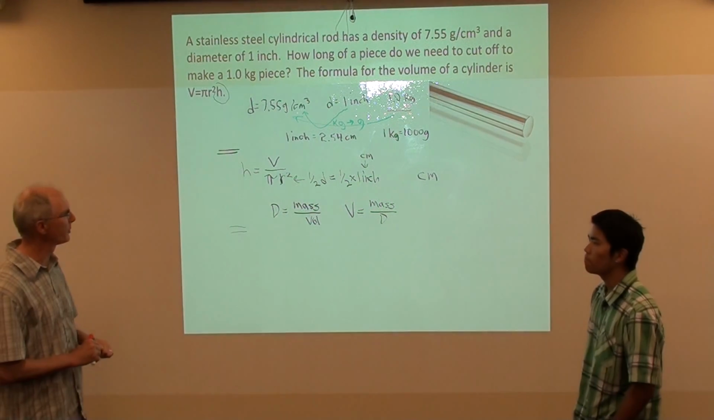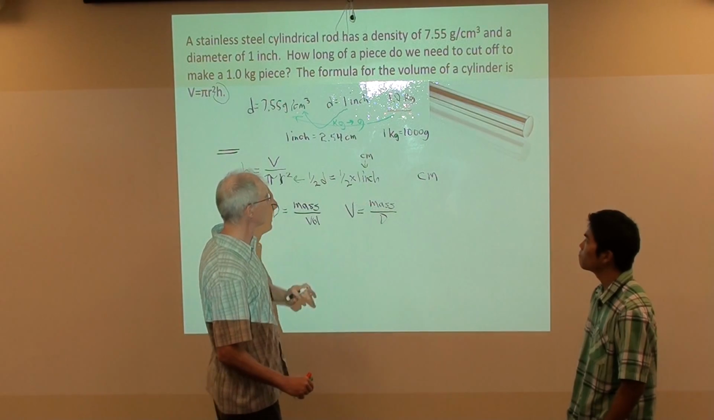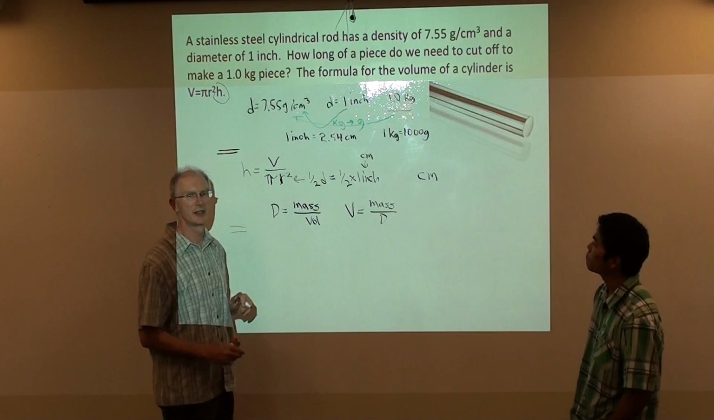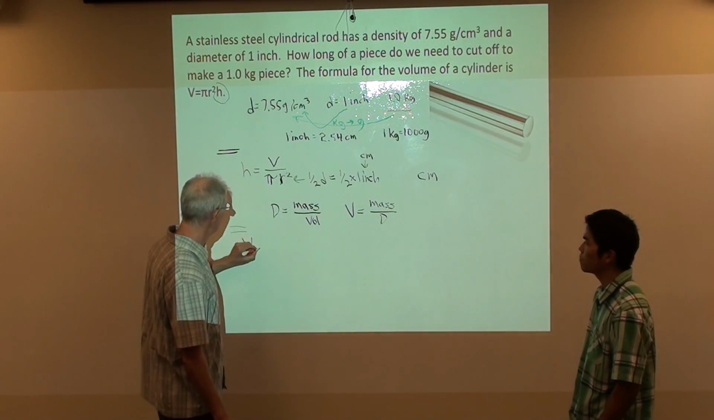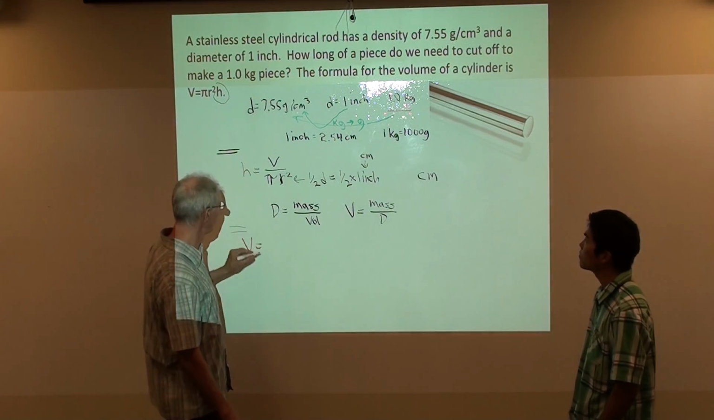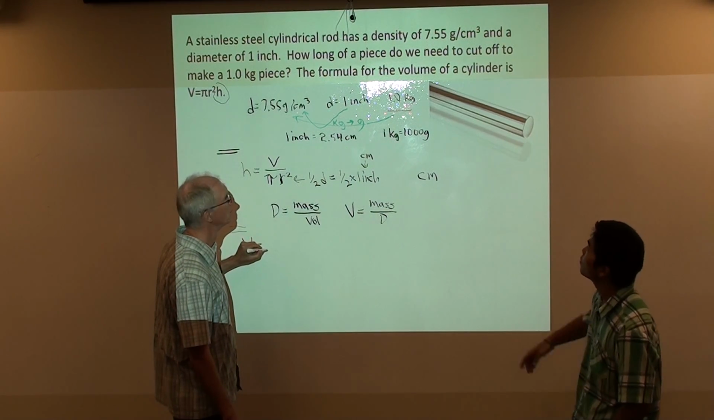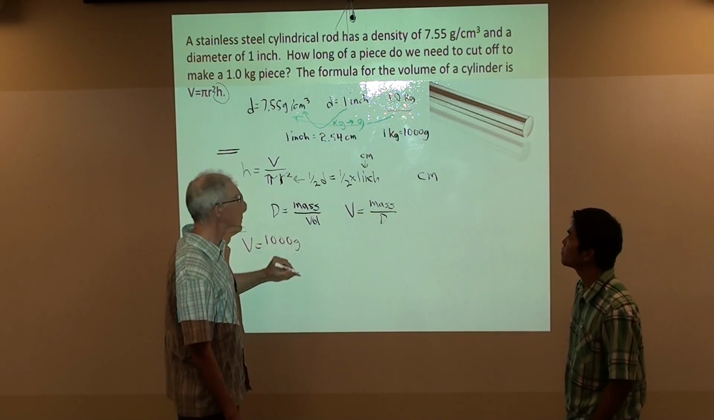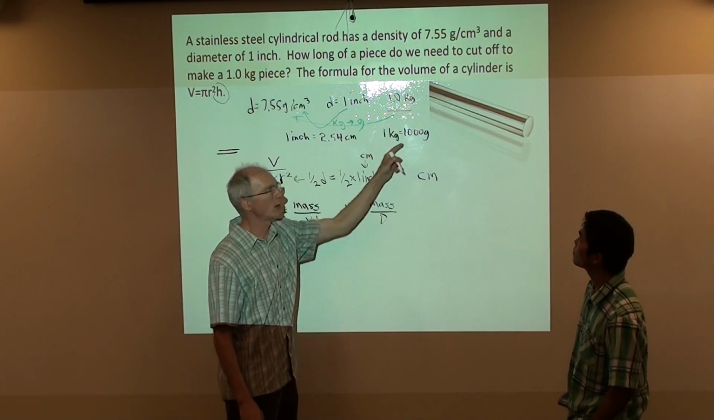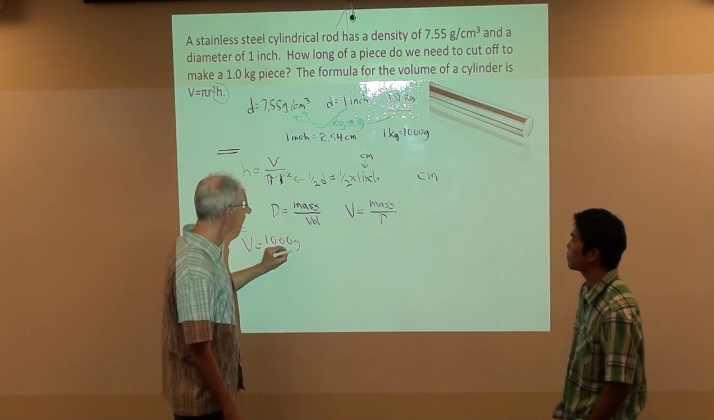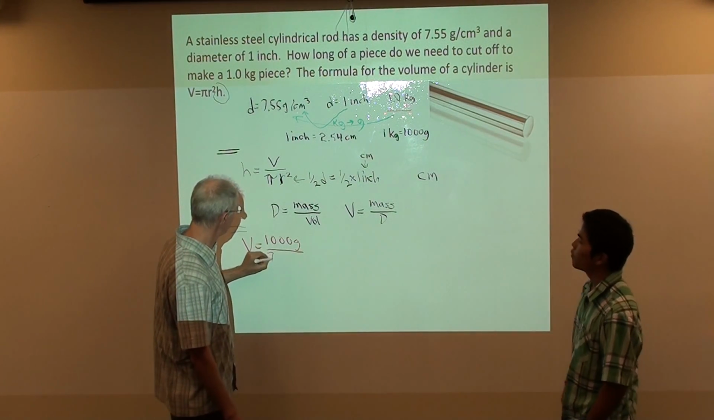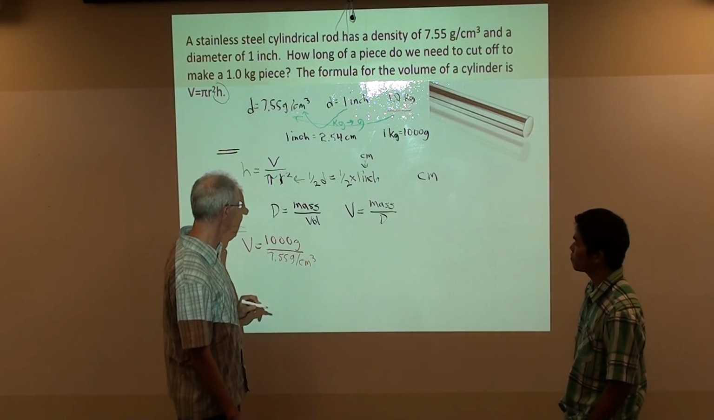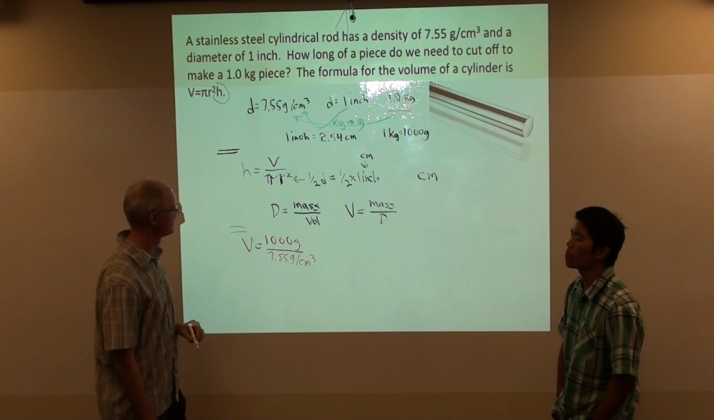So I think we have a plan now. I'm going to calculate the volume to put into this equation. I'm going to calculate R to put into this equation. V equals mass. What mass am I going to use? You're going to use 1,000 grams. 1,000 grams. Right? We kind of did that conversion just by knowing that 1 kilogram is 1,000 grams. And the density, 7.55 grams per centimeter cubed. And so that allows us to calculate that.